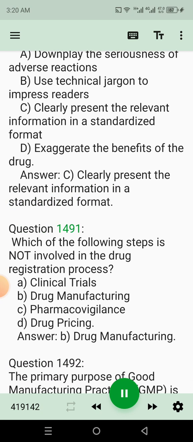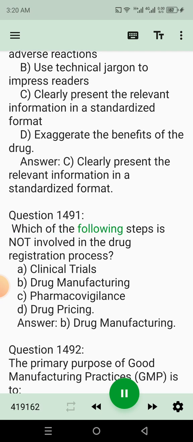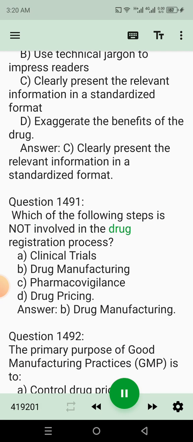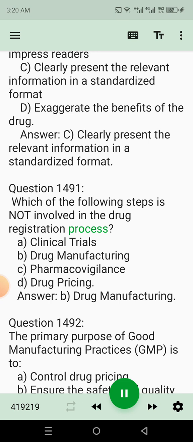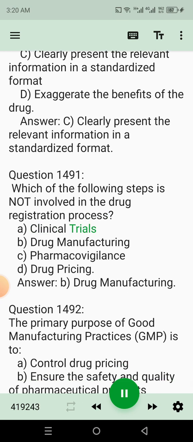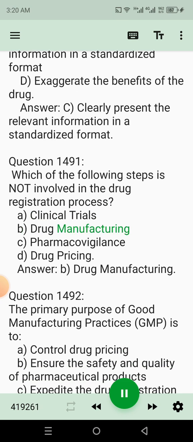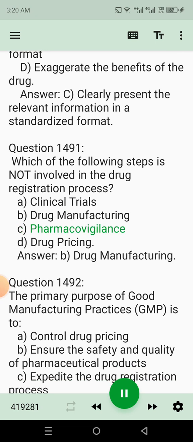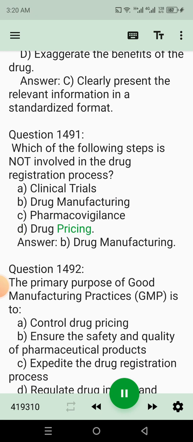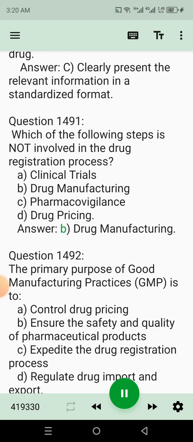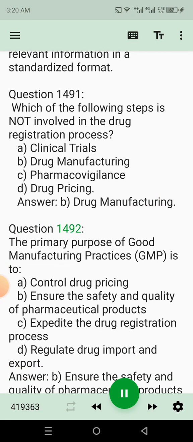Question 1491. Which of the following steps is not involved in the drug registration process? A. Clinical trials. B. Drug manufacturing. C. Pharmacovigilance. D. Drug pricing. Answer: B. Drug manufacturing.